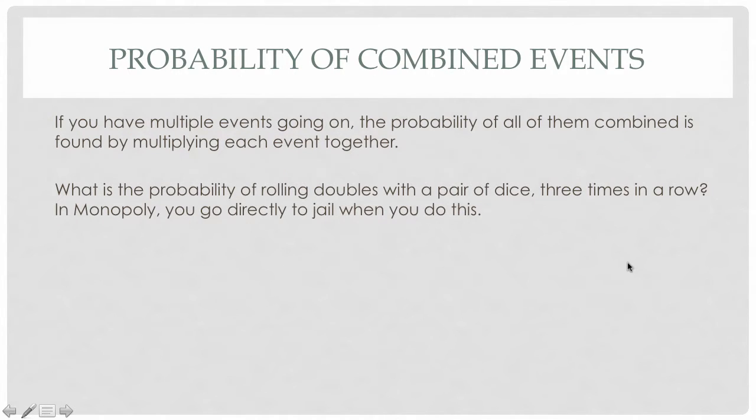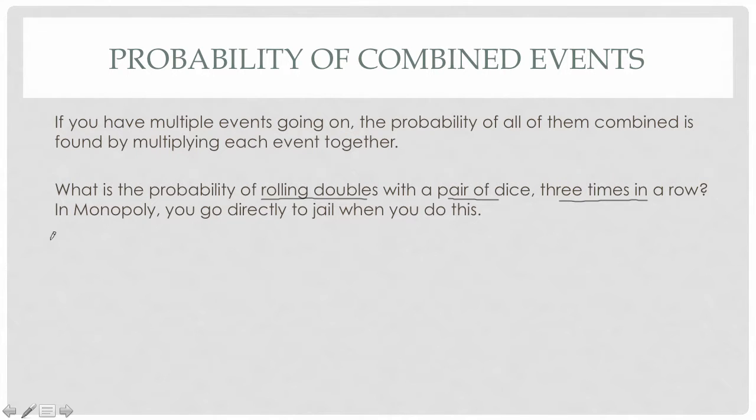Now, if we have multiple events going on, so the probability of this and this and this and this happening, the probability of all those things combined is found by multiplying each event together. So here we go. What is the probability of rolling doubles with a pair of dice 3 times in a row? Again, if you play Monopoly, you have to be aware of this because you go directly to jail. If you roll doubles 3 times in a row on your turn, boom, you go to jail. So what is the probability of that happening?